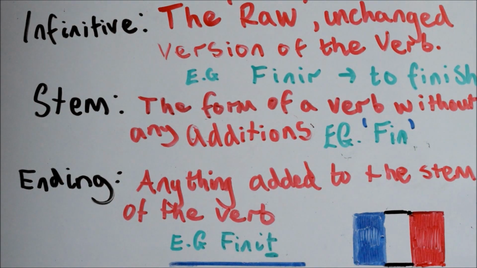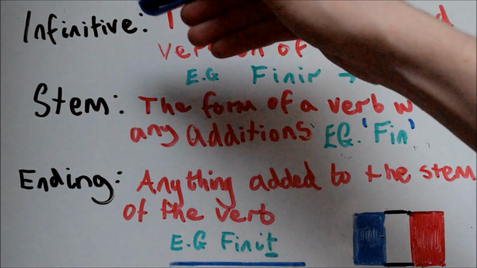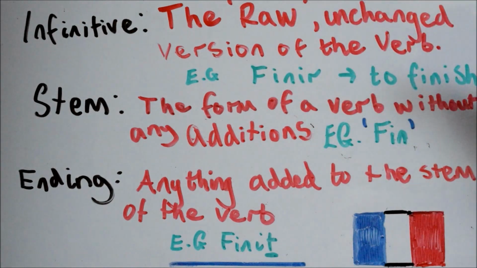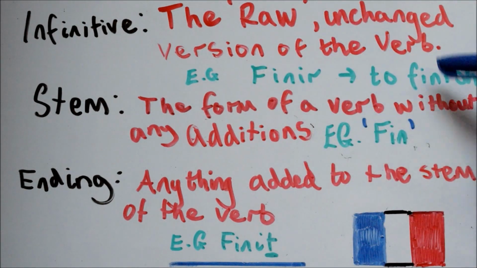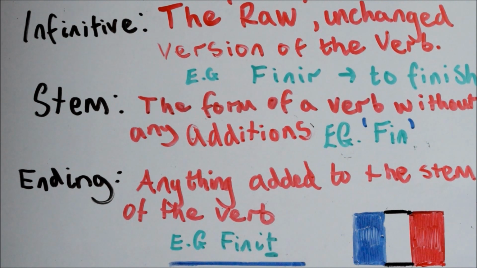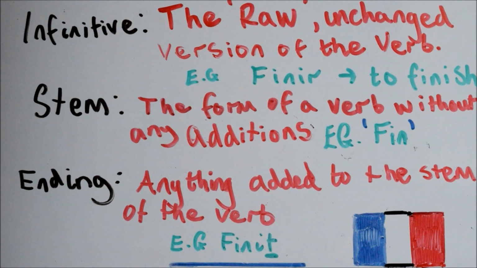Okay, so now we'll go over some words. The word infinitive here means the raw, unchanged version of the verb. For example, finir, which means to finish. Usually, in French, the infinitive means to something in English. For example, to do, faire, to go, aller, and so on.